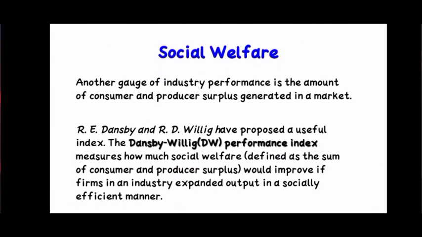Social welfare. Another gauge of industry performance is the amount of consumer and producer surplus generated in a market. R.A. Dansby and R.D. Willig have proposed a useful index. It is called the Dansby-Willig Performance Index. The Dansby-Willig Performance Index measures how much social welfare, defined as the sum of consumer and producer surplus, would improve if firms in an industry expanded output in a socially efficient manner.